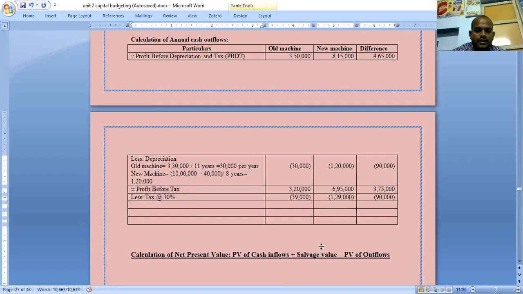After deducting the tax, we get the profit after tax. Then we have to add the depreciation to this profit after tax. Whatever we deducted earlier for tax benefit, we have to add it again. Now we get the annual cash inflows, for the old machine and for the new machine. If we consider the new machine, the increment will be 3 lakh.